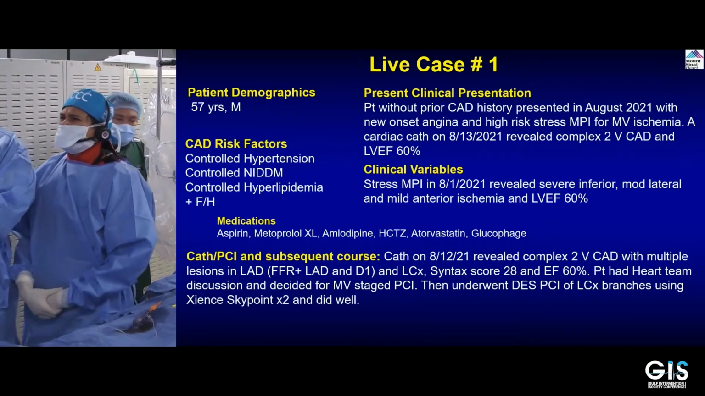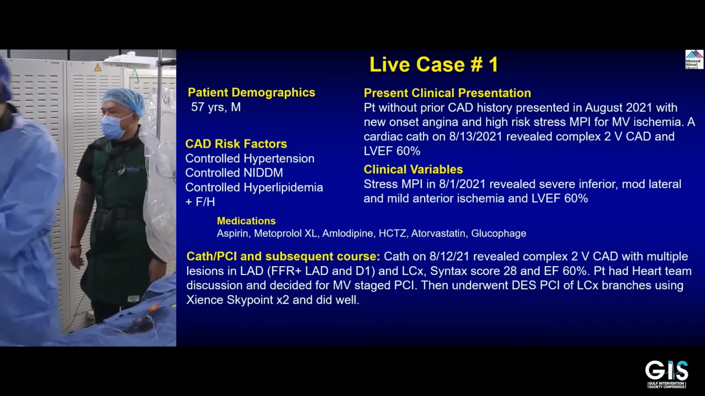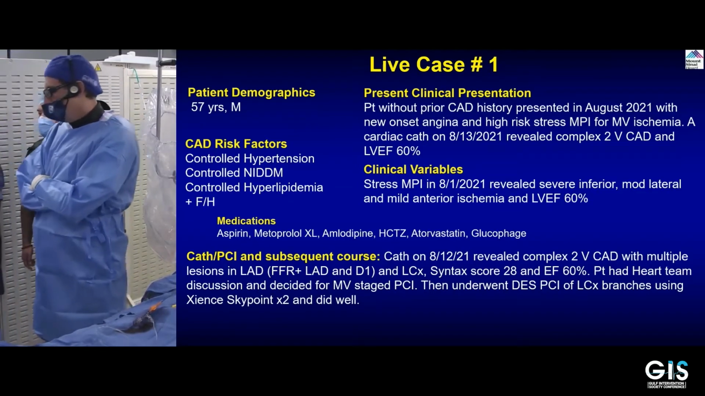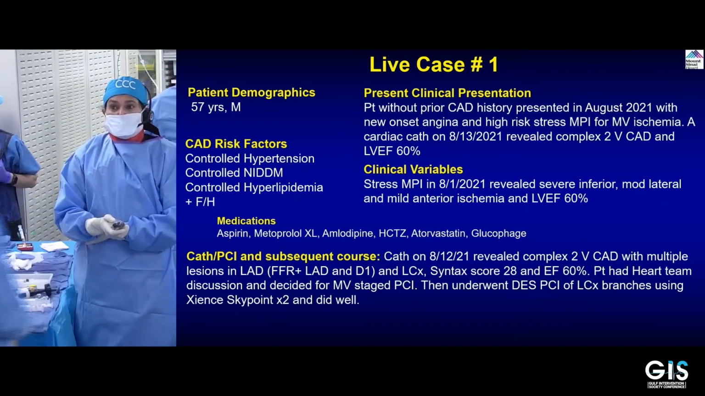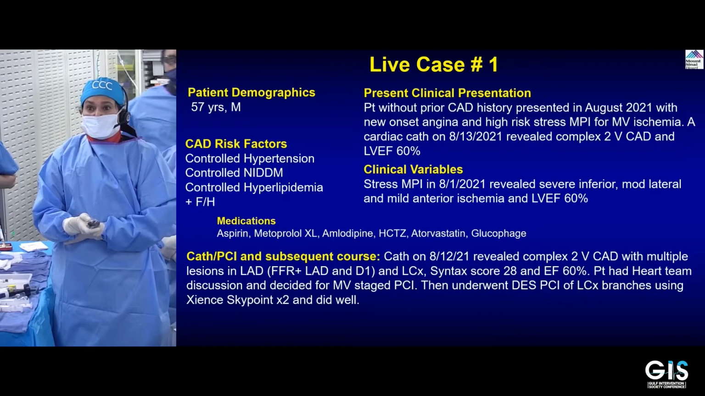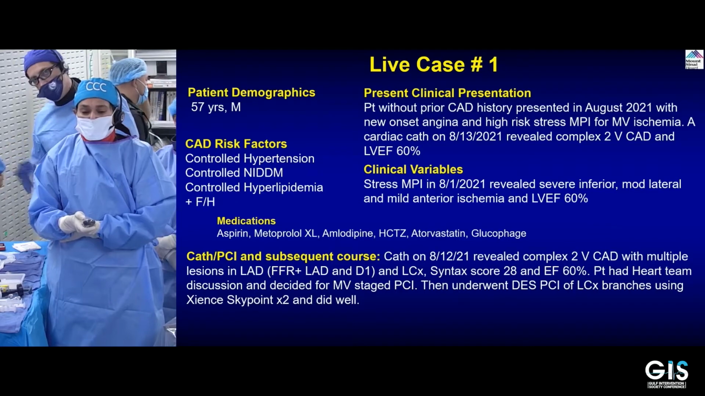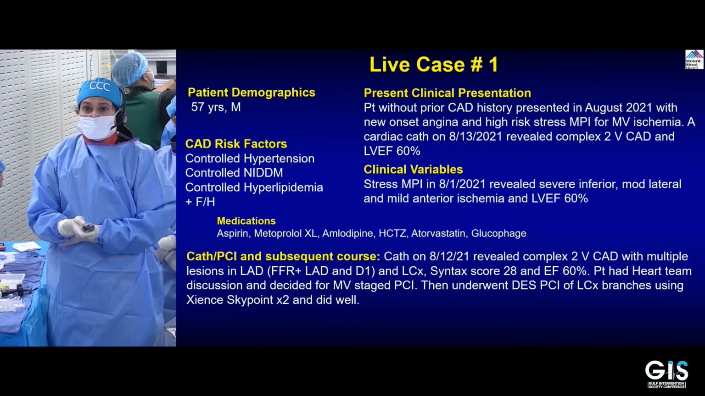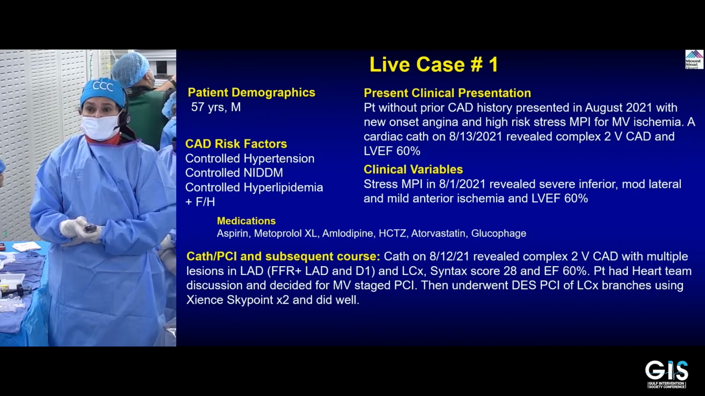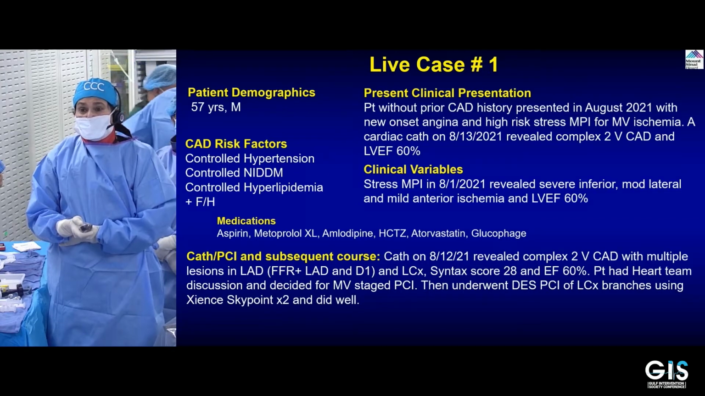Okay, so this is the case. A patient who has had no significant prior history, who presented actually in August with the first time of angina after having had a positive stress test, which was high risk for multivessel ischemia. At that time, cardiac cath, which was done on August 13th, revealed two vessel disease of the circumflex and LAD. Risk factor wise, hypertension, diabetes, hyperlipidemia, and you can see the medication the patient was on. The stress MPI actually showed inferior, lateral and anterior ischemia with a normal EF.